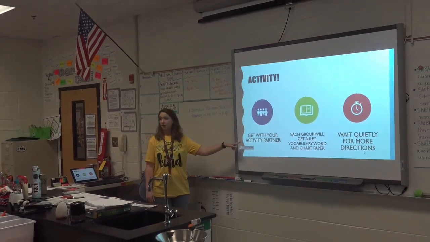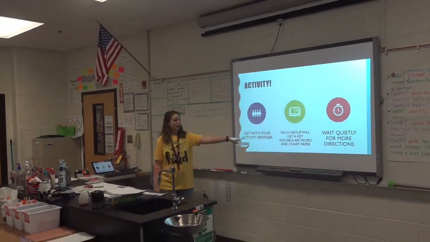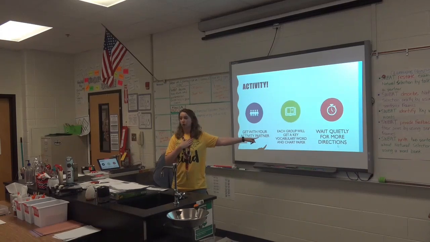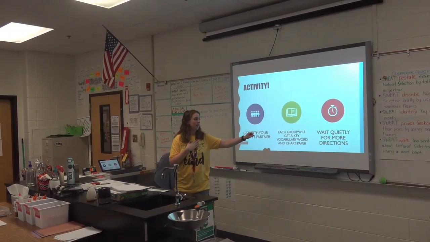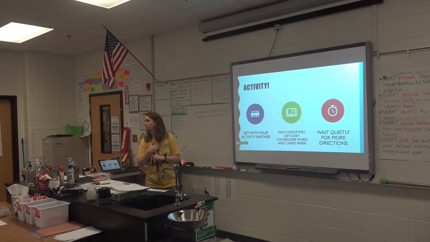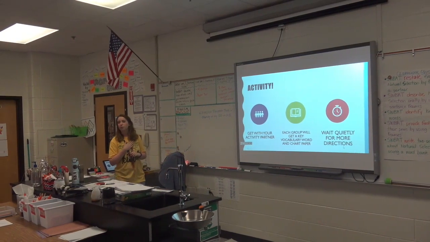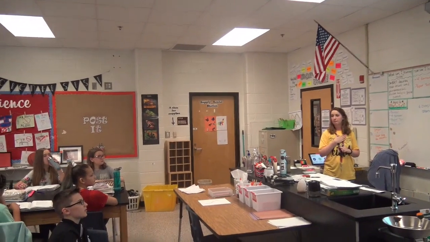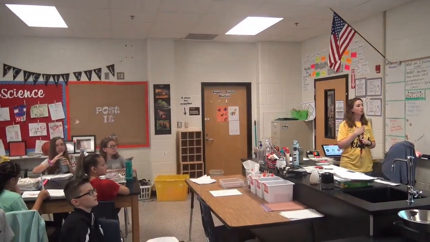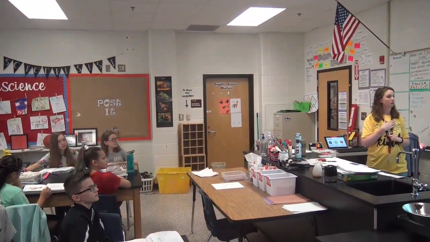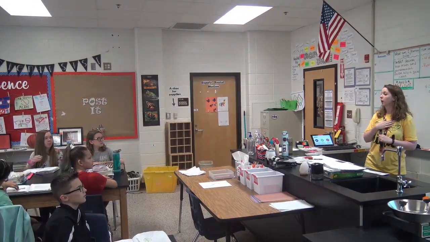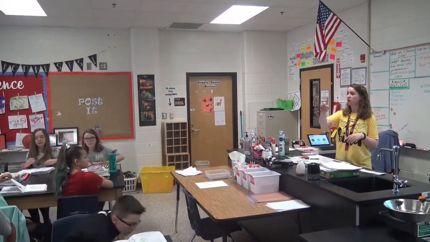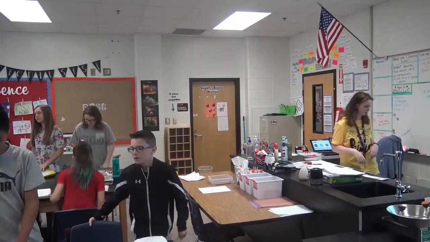We're going to get with our activity partner. I will give you a key vocabulary word and a piece of chart paper, and then you're going to wait quietly for more directions, okay? Cole, can you repeat what we're going to be doing? We're going to get with our activity partner, and then each group will get a key vocabulary word and chart paper, and then we wait for you to give us more directions. Perfect. Why don't we go ahead and stand with our activity partners and go to each of the 5 tables.